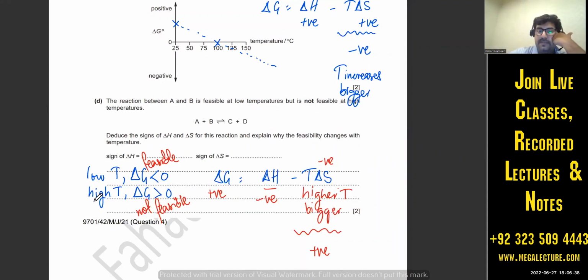So I'm just going to repeat this. Some of you might be getting confused with this. So I'm just going to repeat everything that they stated. At low temperatures, the reaction is feasible. So at low temperatures, this thing disappears. T becomes very small, let's say T is 0, this thing disappears. He said the reaction is feasible. Now, the only way the reaction is going to be feasible is that delta G is going to be negative. And the only way this is going to be negative is that delta H must be negative, right? So that is where we got that delta H must be negative.